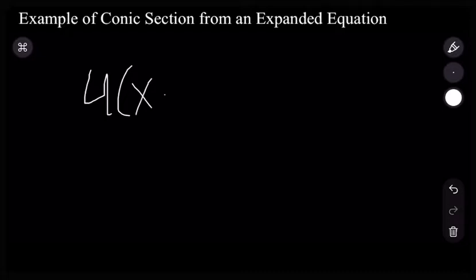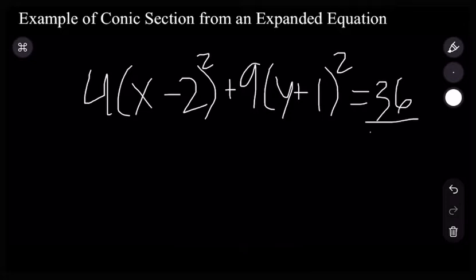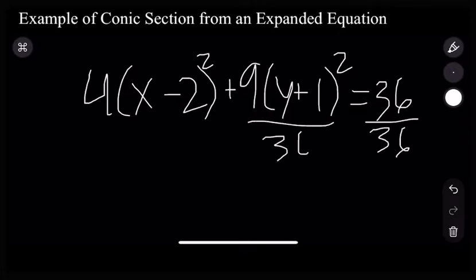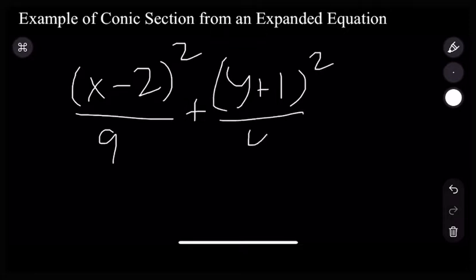So we have 4 parentheses x minus 2 squared plus 9 parentheses y plus 1 squared equals 36. In standard form, the right side of the equation needs to be a 1, so we can divide both sides by 36. And this gives us x minus 2 squared over 9 plus y plus 1 squared over 4 equals 1. This brings us to the ellipse in the standard form to graph.